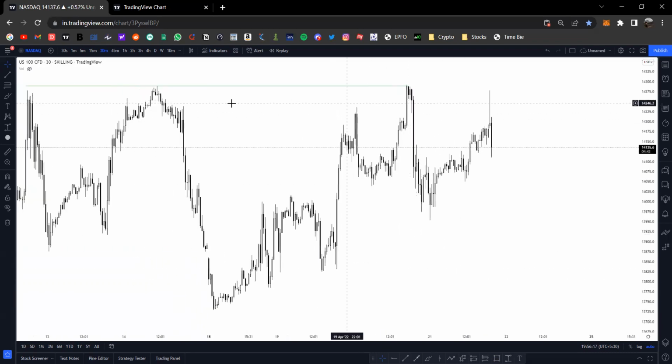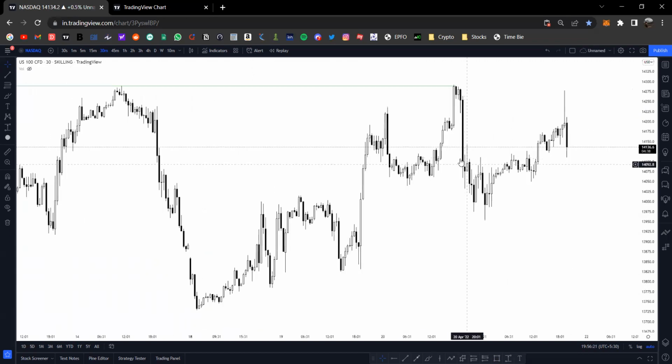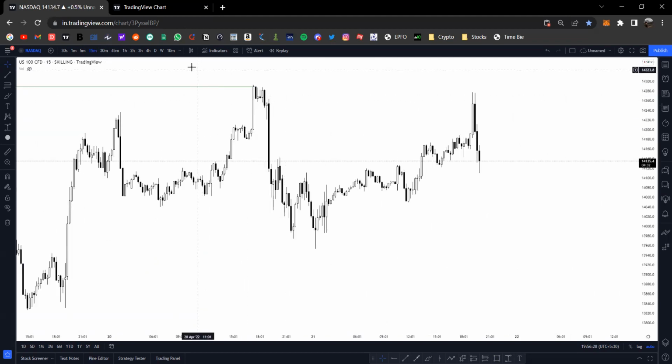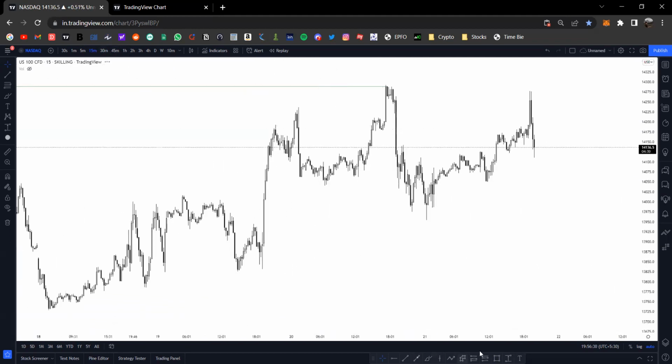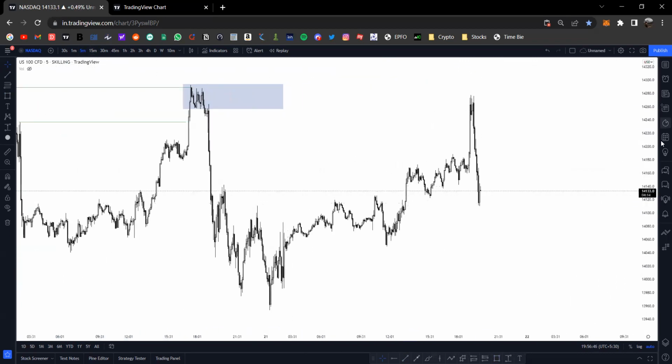So this high has taken out all the liquidities from here. Okay. So what I did here is I just took this zone, which is responsible for taking out the liquidity. This has taken out the liquidity from here as well, and this high as well. Okay, so I just went on a lower time frame to refine my entry.